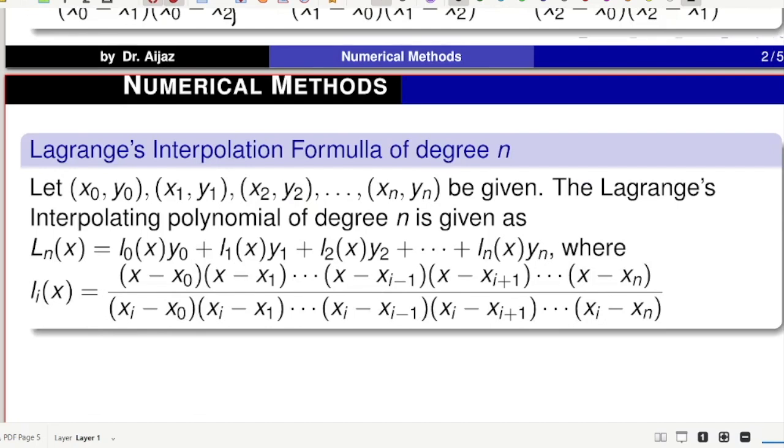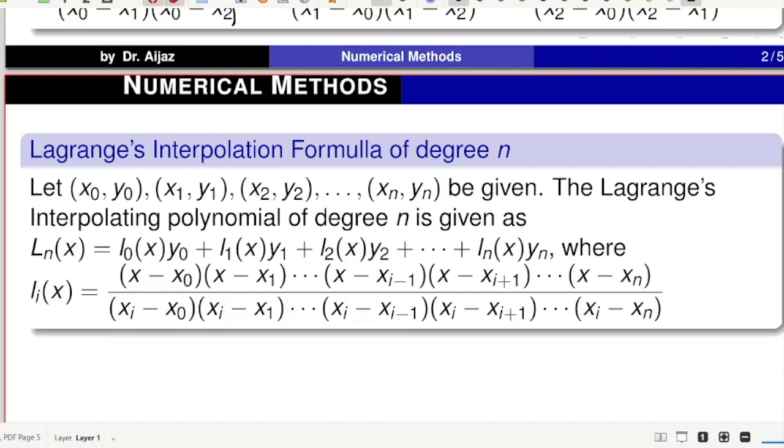Here we must be given n plus 1 points, x0, y0, x1, y1 to xn, yn, which are n plus 1 points. Then Ln of x, which is the Lagrange's nth degree interpolating polynomial, is defined as L0 of x y0 plus L1 of x y1 plus Ln of x yn. Now in Li of x, in the numerator we write x minus x0, x minus x1, all of these multiples, but we skip x minus xi. So we have skipped x minus xi in the numerator of Li of x.